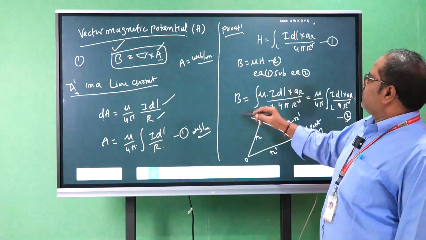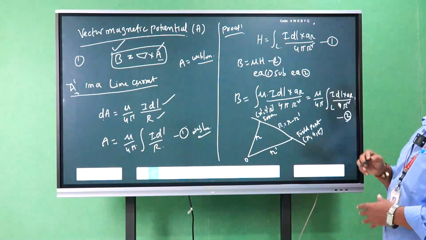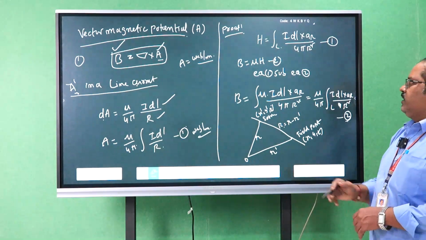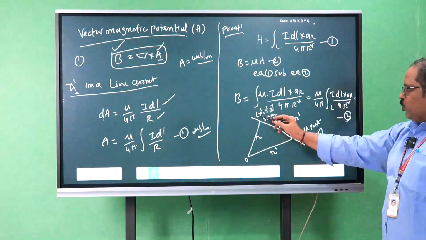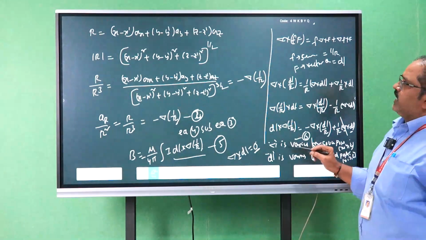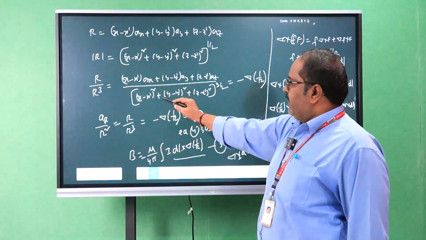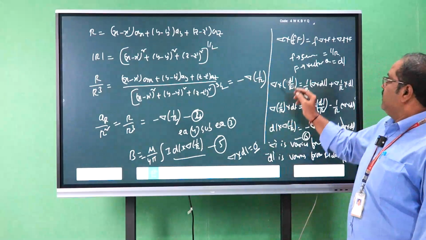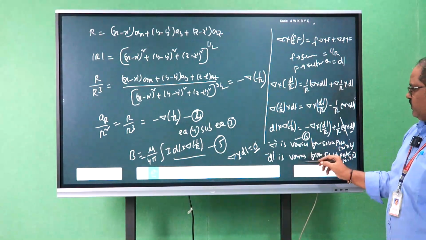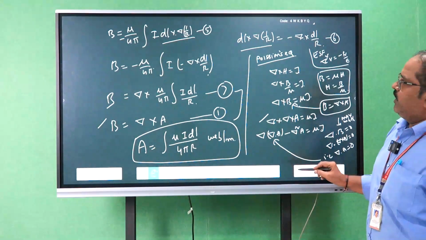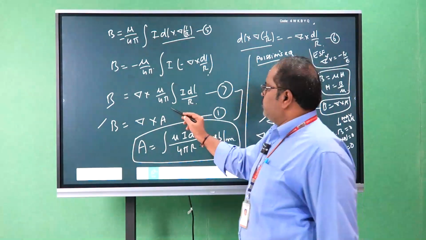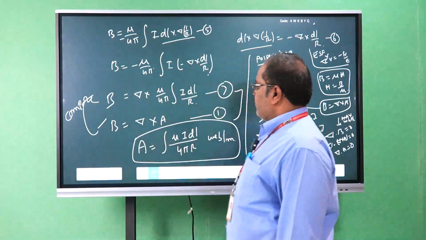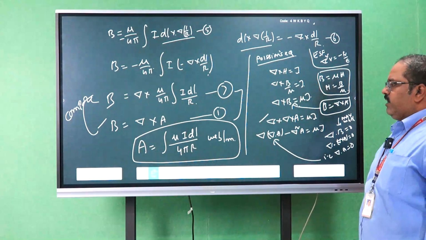Then prove this. We know that according to Biot-Savart's law, H is equal to the line integral of I dl cross aR by 4 pi r square, equation number 1. B is equal to mu H. Substitute in this equation, with r from the source point to the field point. aR by R square is equal to R by R cube, which is minus del of 1 by R. Substitute into this equation and use the important vector identity formula. Substituting these formulas and comparing the two equations, A is equal to the integral of mu I dl by 4 pi r, in Weber per meter.